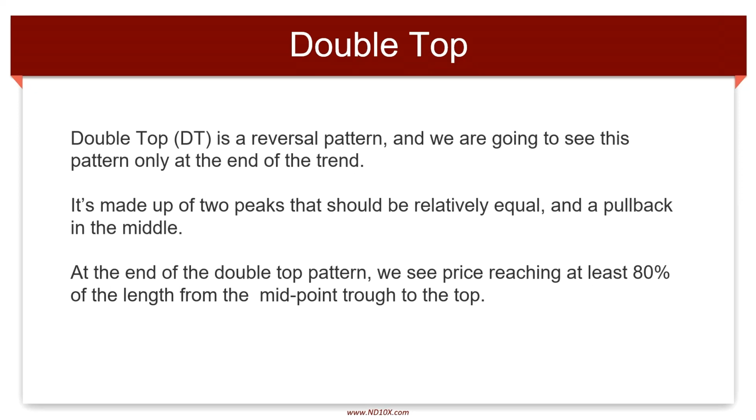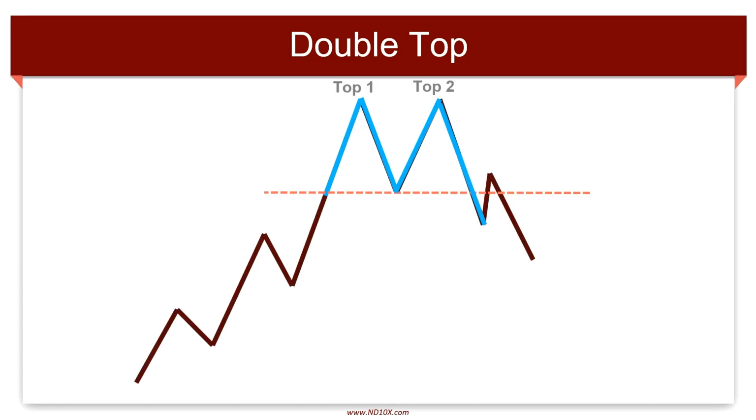Double top is a reversal pattern, and we are going to see this pattern only at the end of the trend. It's made up of two peaks that should be relatively equal and a pullback in the middle. At the end of a double top pattern, we should see price reaching at least 80% of the length from the midpoint through to the top. So if you look over here, what we can see is some sort of M shape. Or if you are trading to the downside, it would be a W shape.